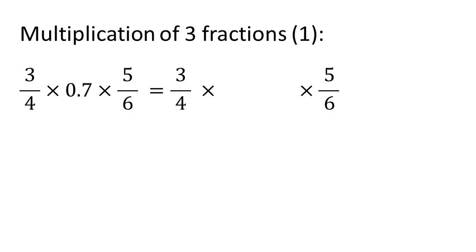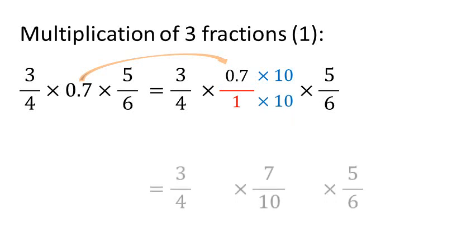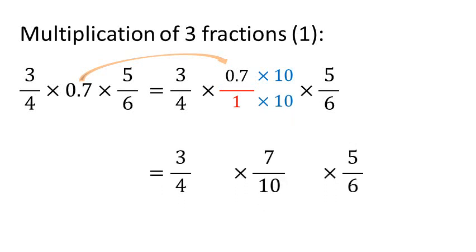3 over 4 stays the same for now. Remember that we can change any decimal to a fraction by adding over 1. So 0.7 becomes 0.7 over 1, and 5 over 6 stays the same. Because we prefer not to have a decimal in a fraction, let's multiply 0.7 by 10 and 1 also by 10. Then we have 3 over 4 times 7 over 10 times 5 over 6.